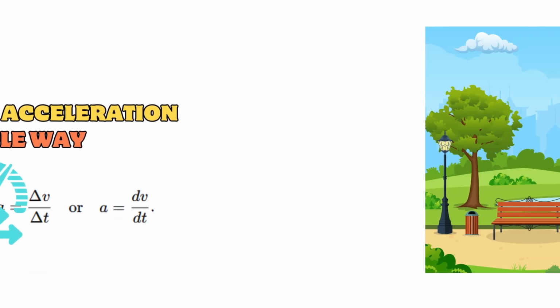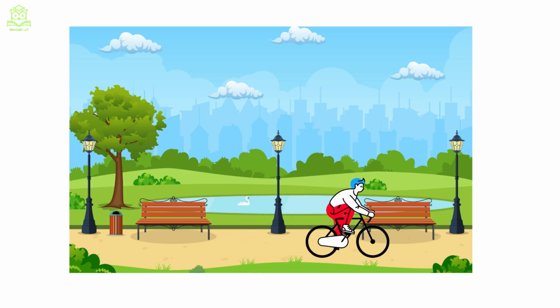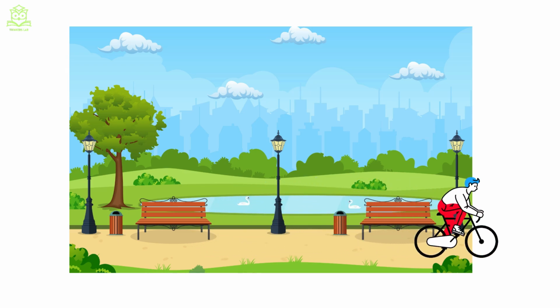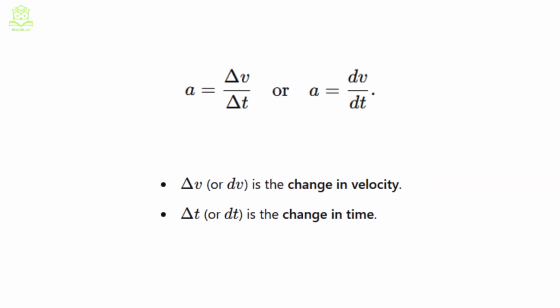Picture yourself on a peaceful afternoon, standing at the edge of a park. You see a cyclist slowly pedal onto the path, then speed up and disappear into the distance. You might wonder, how do we describe the rate at which that cyclist's speed changed? That's exactly what acceleration is all about.